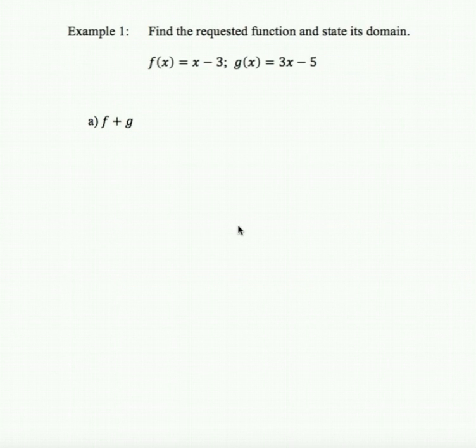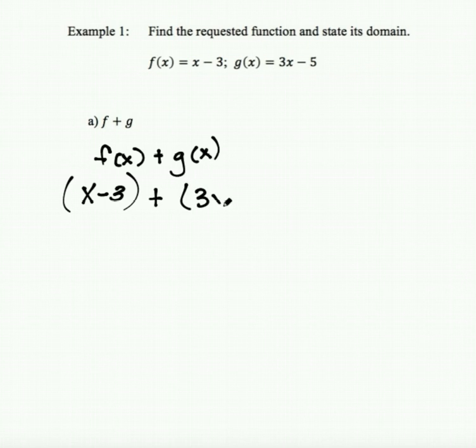Example 1, find the requested function and state its domain. All right, so when we look, they're asking us to find f plus g. And again, I like to write it as f of x plus g of x. So I'm simply adding these two functions above together. So f of x is x minus 3 plus g of x is 3x minus 5. And yes, I put them in parentheses, but you don't need to.